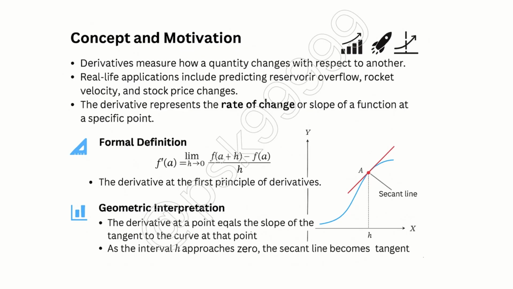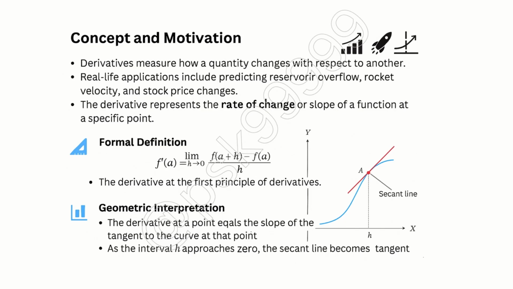Let's go to the formal definition. The formal definition is very simple. We represent it in many ways. We can call it df by dx, or dh, whatever is the variable. As well, if f of x is a function, then its derivative is f dash x. Here in this case, f dash a. So f dash a is defined as the limit h tends to 0 of f of a plus h minus f of a divided by h.